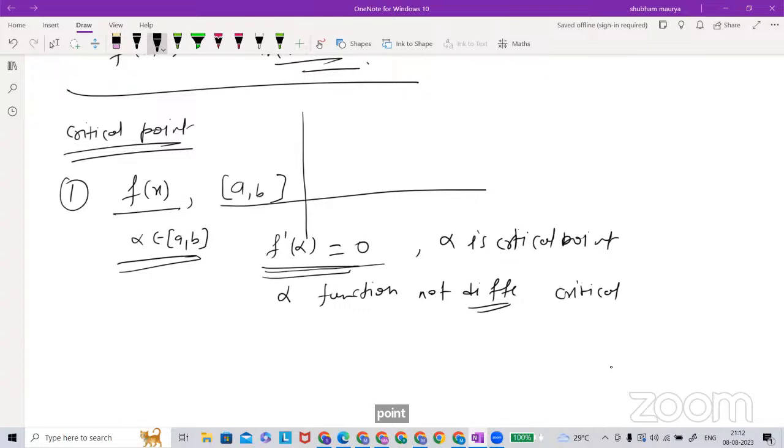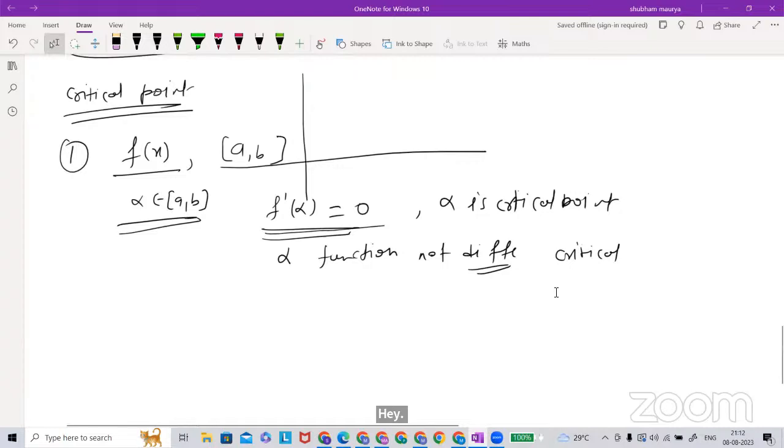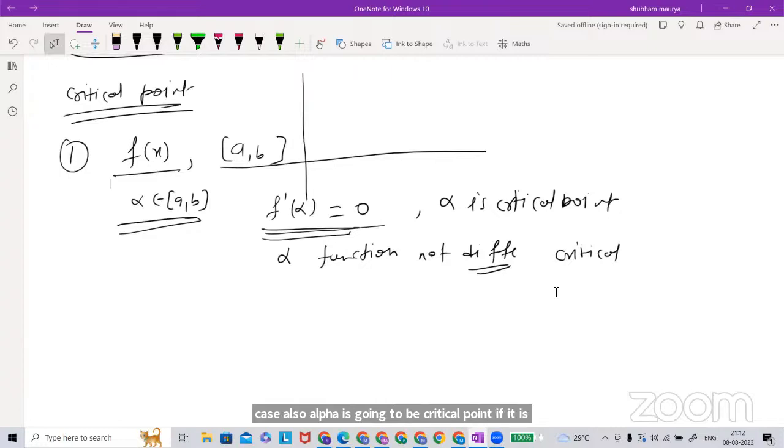So what will that point be called? Critical point. In that case also alpha is going to be a critical point if the function is not differentiable at that point. It is not differentiable when the tangent is parallel to the y-axis. In that case, there is more possibility that the function is not going to be differentiable at that point. We'll see it geometrically also.